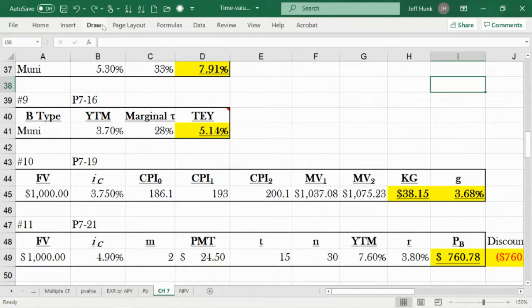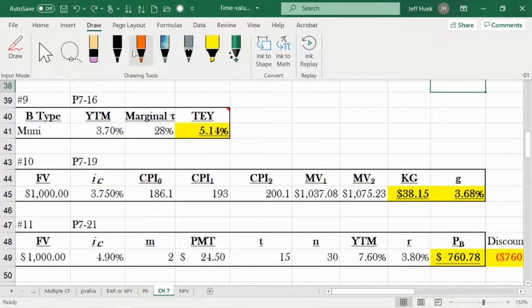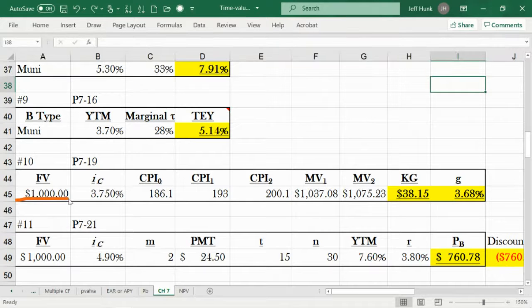So, the face value is 1,000, right? That's the original face value, the original par value. The coupon rate is this. CPI in year time 0. This is not the base year. As I said, the CPI of the base year is 100. But this is the CPI of the year where our timeline begins.